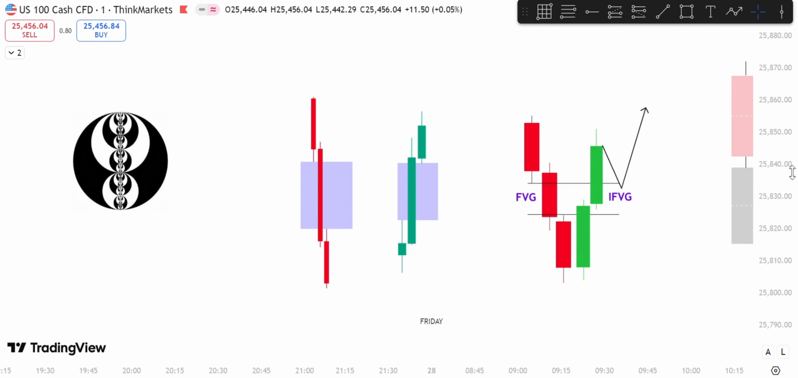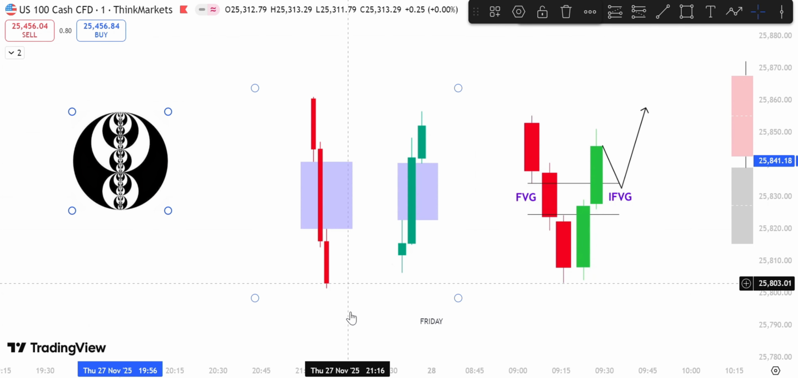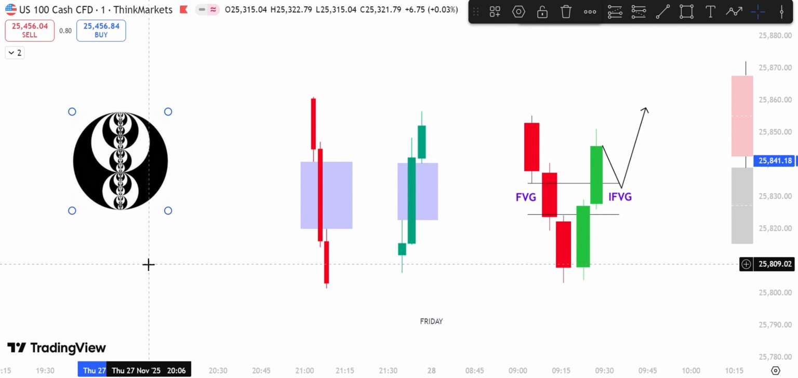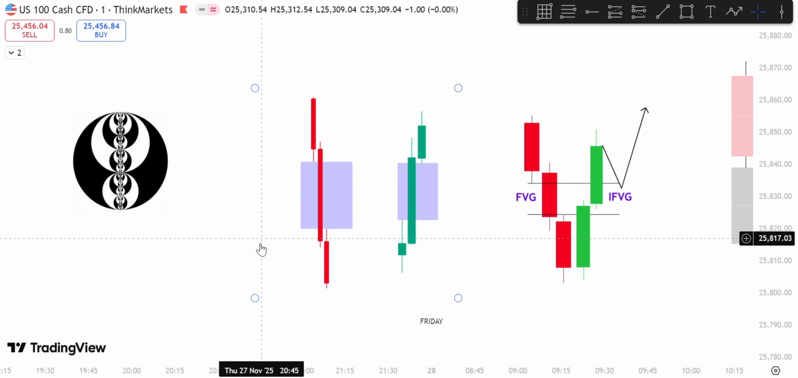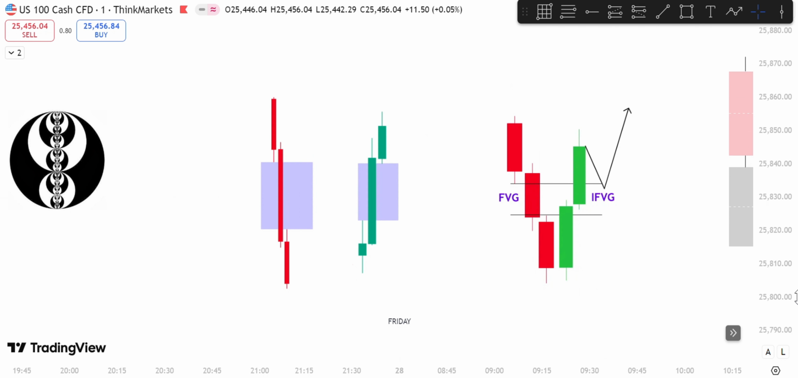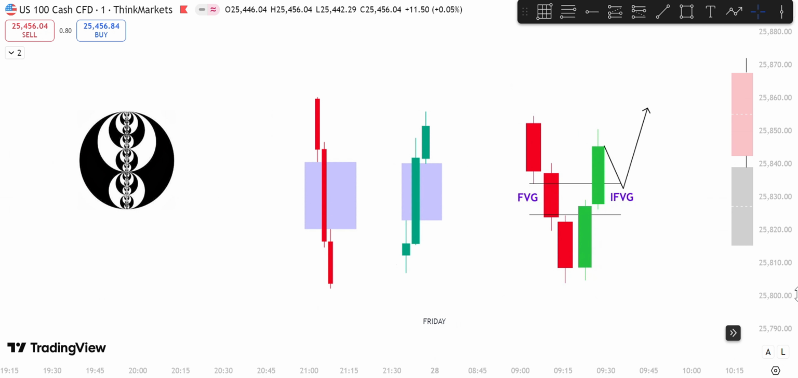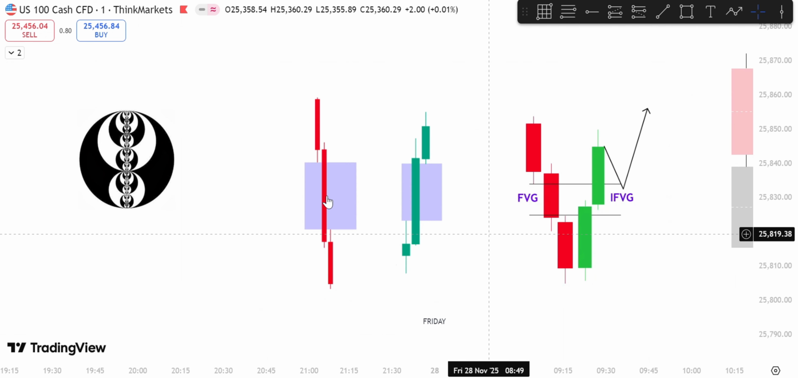Now, to start things off, if you don't know what ICT is, I already explained it in the change in state of delivery video, so if you want to see that, go check that video out, and let's start things off. So a fair value gap, as the name suggests, is a gap in price action.